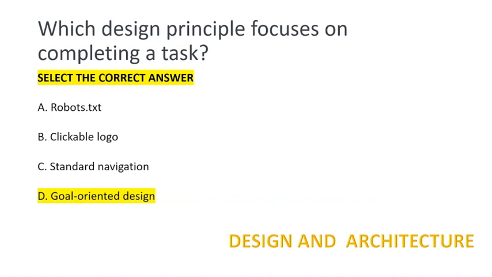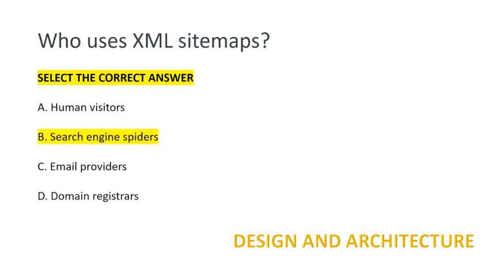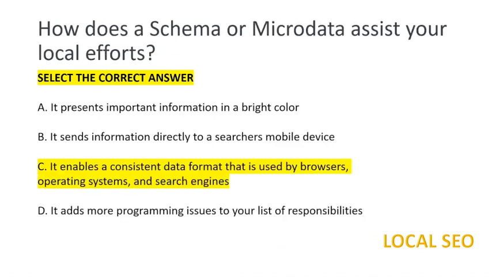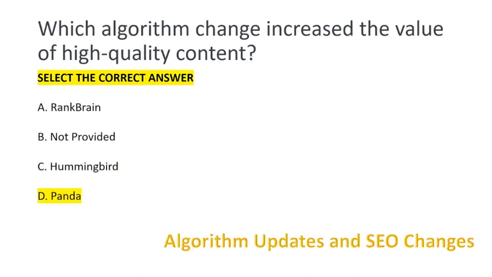Which design principle focuses on completing a task? D. Goal-oriented design. Who uses XML sitemaps? B. Search engine spiders. NAP stands for C. Name, address, phone. How does a schema or microdata assist your local efforts? C. It enables a consistent data format that is used by browsers, operating systems, and search engines.